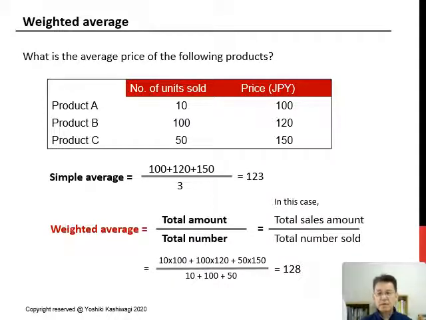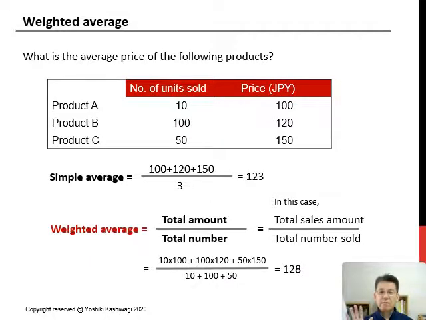In this case, 10 times 100. This is the total sales amount of product A. And next, plus 100 times 120. This is the total sales of product B. Plus 50 times 150. This is for product C. So if you sum up all those three calculation results, this shows the total sales amount, which is the total revenue. And what is the total number sold? It is easy. 10 plus 100 plus 50. So the result would be around 128.